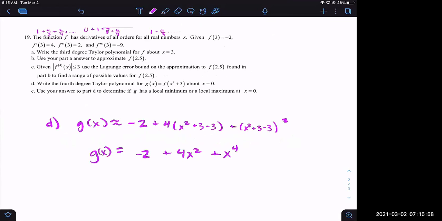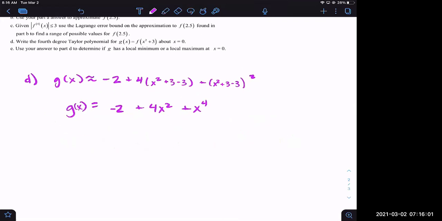To determine if it has a min, max, or neither, I'm going to rely on the second derivative test, which has 2 parts to it. In order to be a min or max, the first derivative has to be 0. How do I know that the first derivative is equal to 0? I can do it a couple of ways. I could just find the first derivative evaluated at 0, because it wanted it at 0. The most obvious way is there is no x term, so the coefficient of the x term is 0. But also, if you took the derivative of this, the derivative would be 8x and then 4x cubed, but then you plug in 0 and it's 0. So it meets the first criteria.